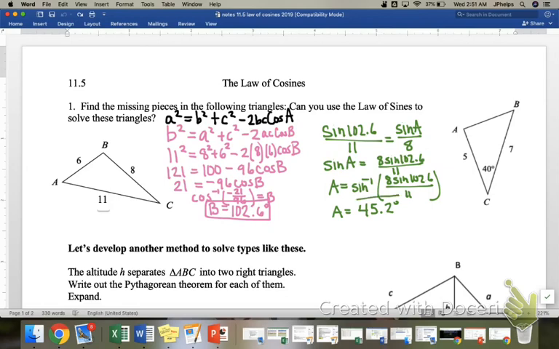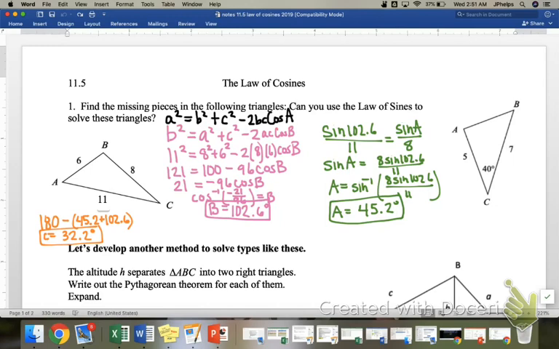This comes out to 45.2 degrees, and remember for angles we're rounding to the nearest tenth of a degree. And to find the last angle, since we know two of the three angles, we can just subtract those two angles from 180. 180 minus 45.2 and 102.6 comes out to 32.2 degrees, and this is angle C. So this is problem number 1. Go ahead and try problem number 2.